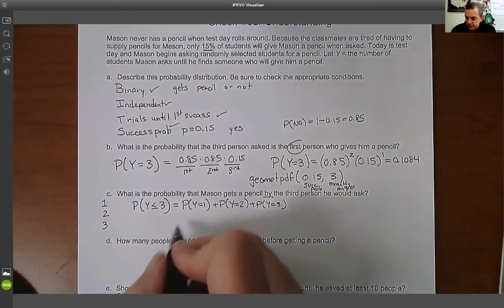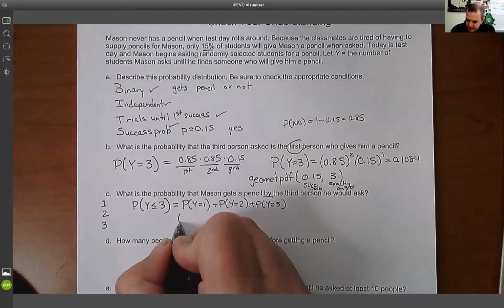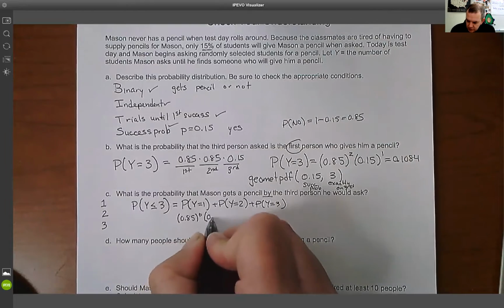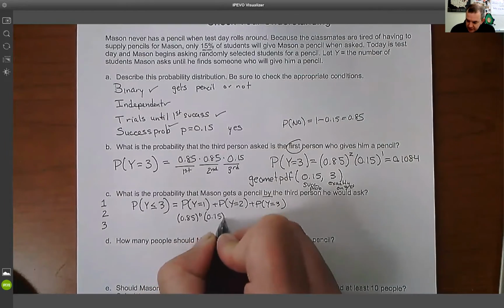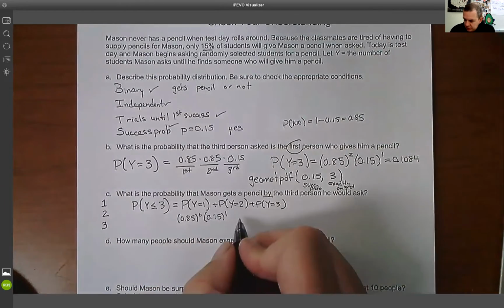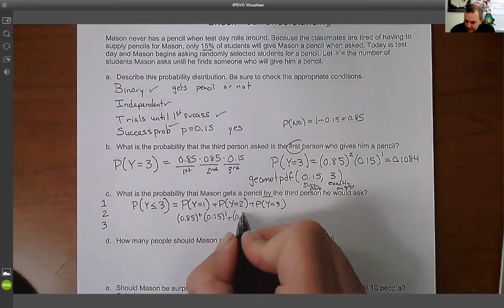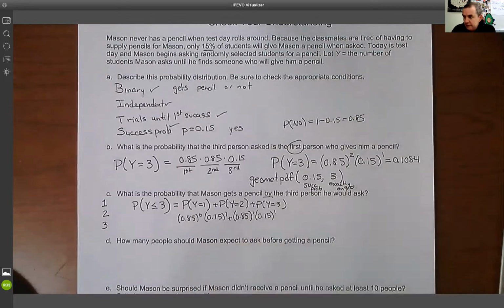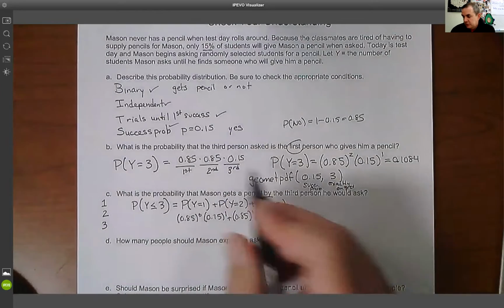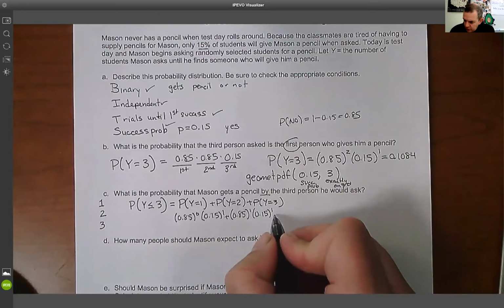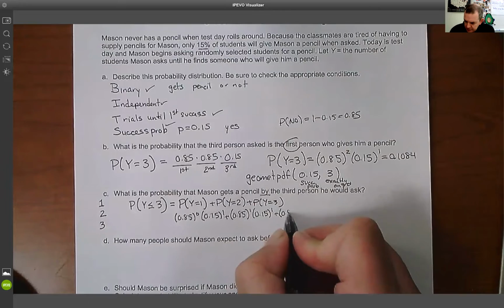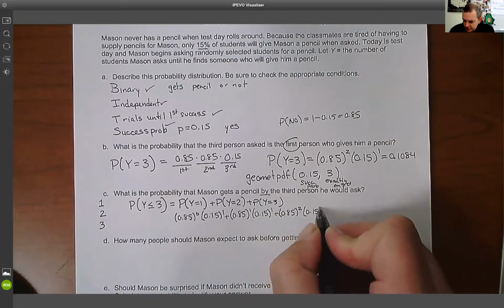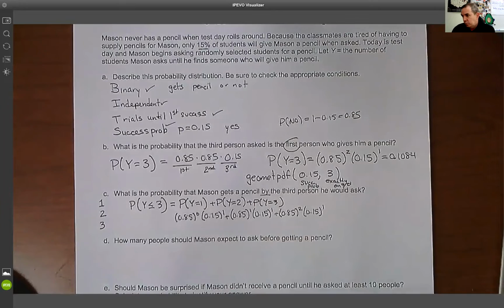So what you need to do is say, okay, well, nobody says no. One person says yes. Plus we're on the second one. If it's on the second person, the first person says no. The second person says yes. And this third one is what we just did up above, 0.1084. That's the first two people say no, and the third person says yes. So that's what it is.